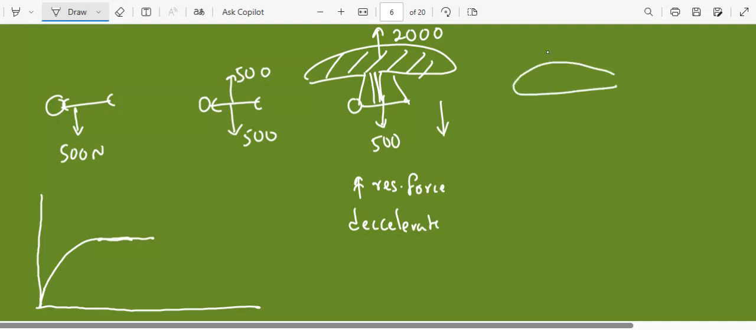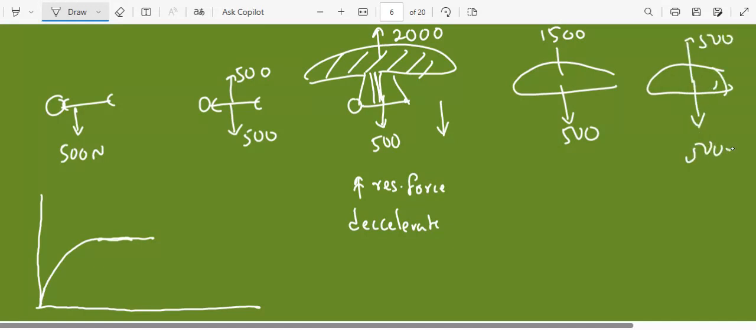So then the air resistance is decreasing, 1900, 1800, 1500, 1000, like that, until it reaches 500 again. When it reaches 500 again, what happens? The forces are once again balanced. The resultant force is now 0. So then he will be moving at a constant velocity again. So until this point, from now, this is the initial velocity from the graph.